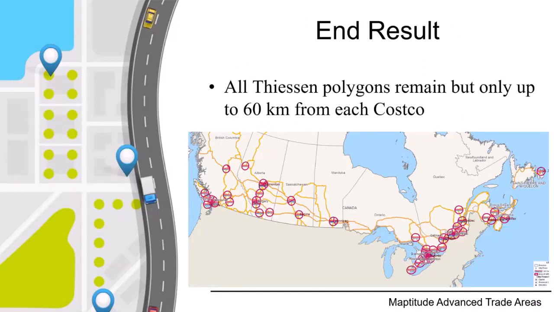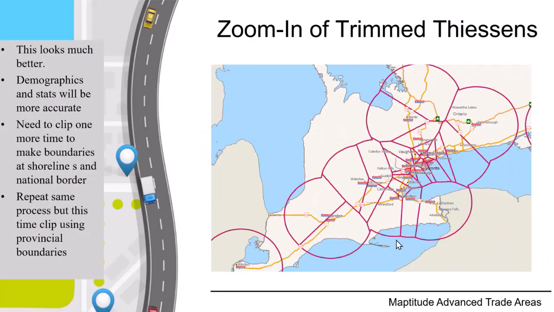And this is what the output looks like. This looks like a radius map, but it's more than that. If there is no other Costco within 60 kilometers, then it is a radius. But if there is one, then it gets split by the internal Thiessen polygons. You can't see that too clearly here, but you zoom into Toronto, this is what you get. And this is a much, much better rendition of what the trade areas would look like. So internally, it's the Thiessen polygons that are the cutoffs, and externally, it's a 60-kilometer buffer. It's a really good way of doing it.